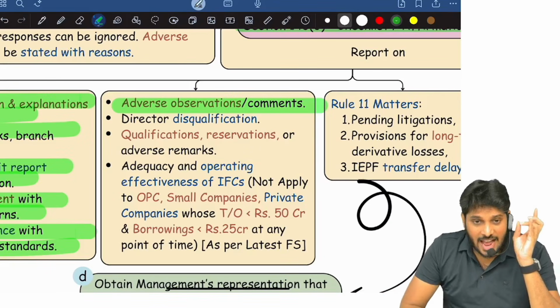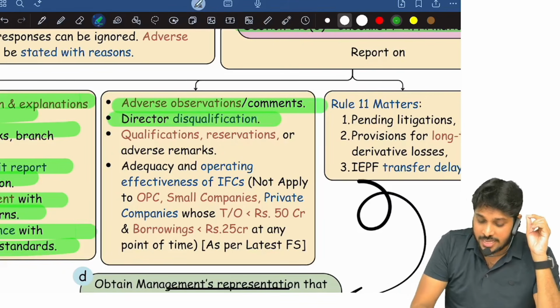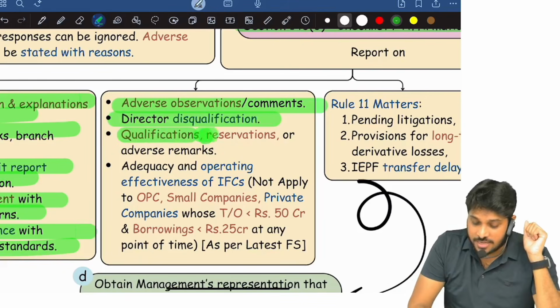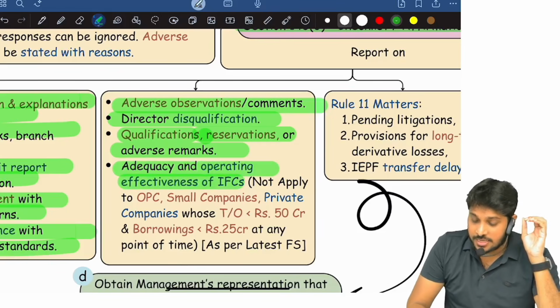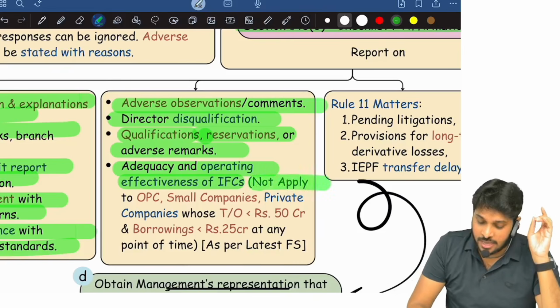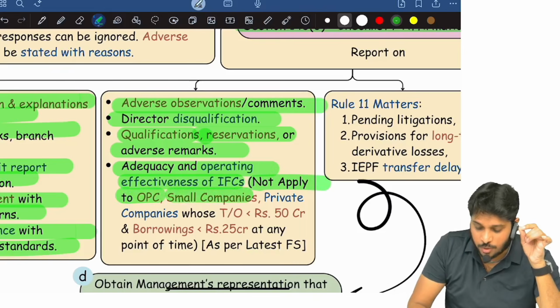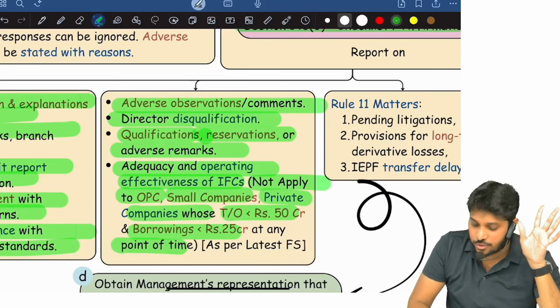Do you have any adverse remarks, comments or observations on any transactions of the company? Is there any director disqualified? Are there any qualifications, reservations or remarks with respect to books of accounts? And see whether internal financial controls are adequate and operating effectively. This requirement does not apply to an OPC, small company, or private limited company whose turnover is less than 50 crore and borrowings less than 25 crore at any point of time.